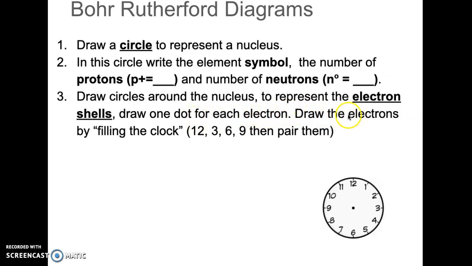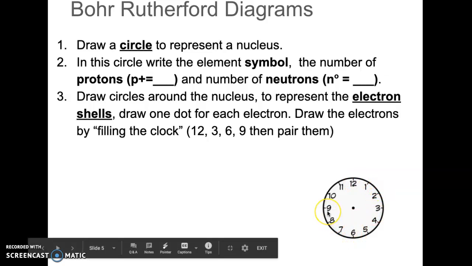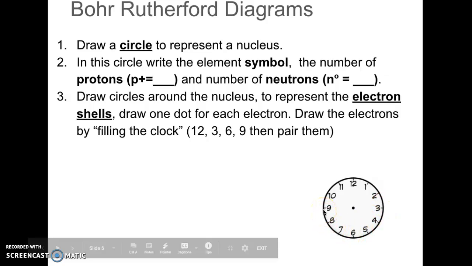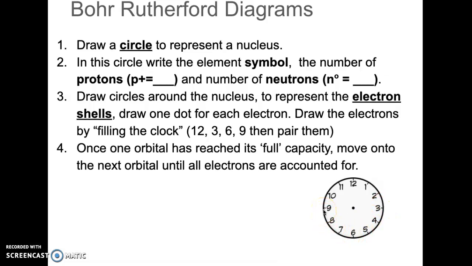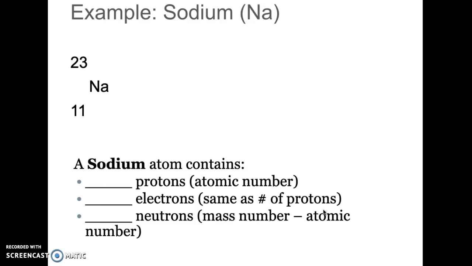You're always going to draw the electrons by filling the clock. Start at the 12 position first, then 3, then 6, then 9. Then if there can be more electrons, or there need to be more, you start pairing them again: 12, 3, 6, 9. Once a shell has reached its full capacity, you have to add another shell until we have all the electrons. So let's do an example.